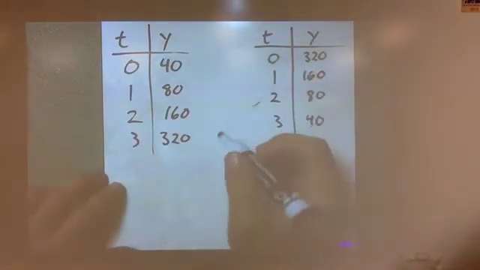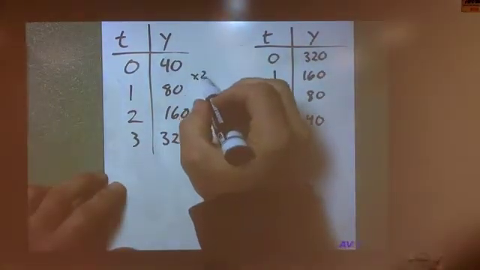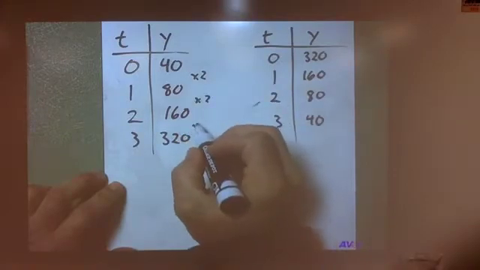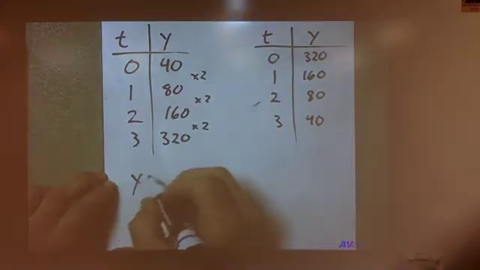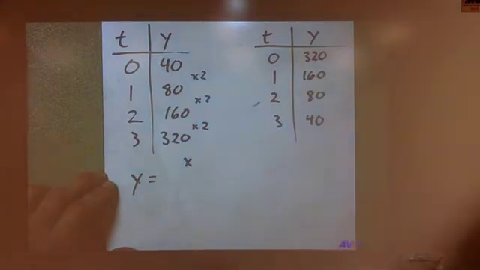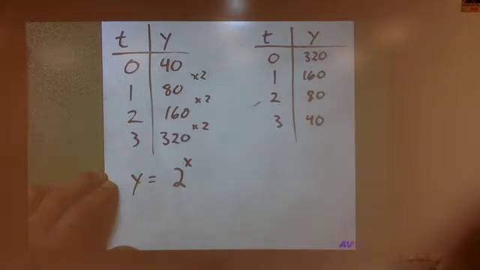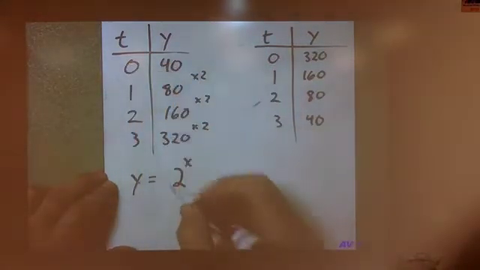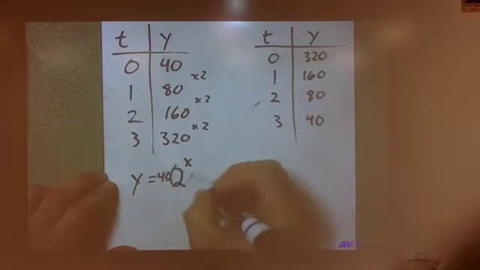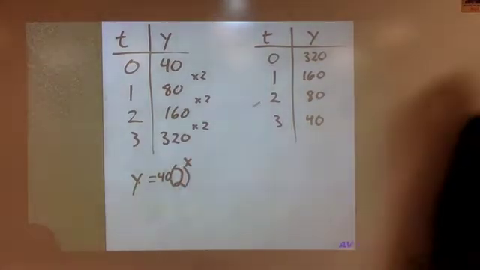All right, here, what are we increasing by every time? Doubling. We're multiplying by 2. So y is going to be equal to x in the sky because it's exponential. It's doubling, so our rate of change is 2. And what was our starting point? 40. So it's 40 times 2 to the x.